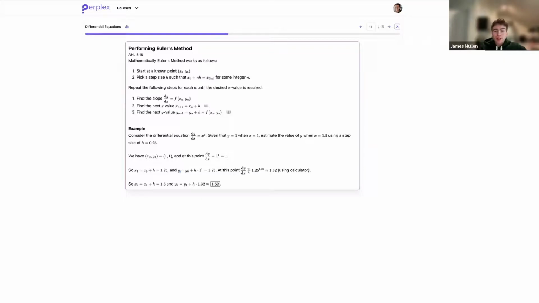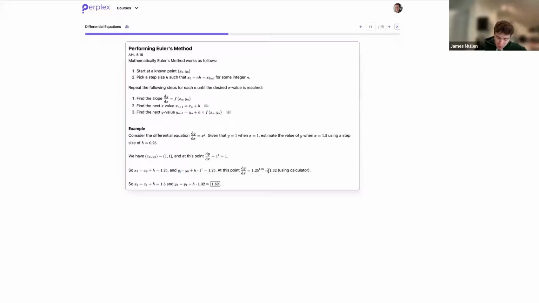And now, at this point, I have to calculate what the dy by dx is again. I plug it back into x to the power of y, and I do 1.25 to the power of 1.25. Using my calculator, that gives me 1.32 approximately. And then I repeat my steps.